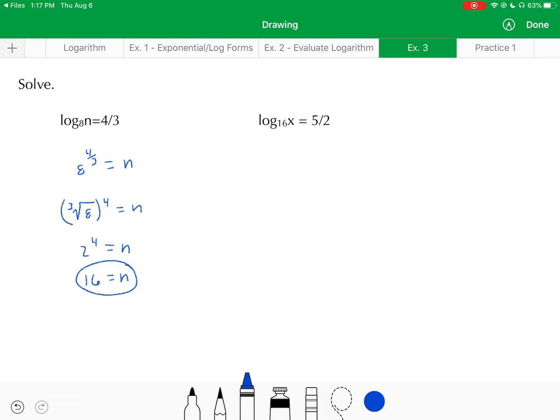All right. How about log base 16 of x equals 5/2? So we have 16 to the power of 5/2 is equal to x in the exponential form. 16 to the power of 5/2, that's the same as the square root of 16 raised to the 5th power. Okay. And of course, we know the square root of 16 is 4. And then 4 to the 5th power is 1024.